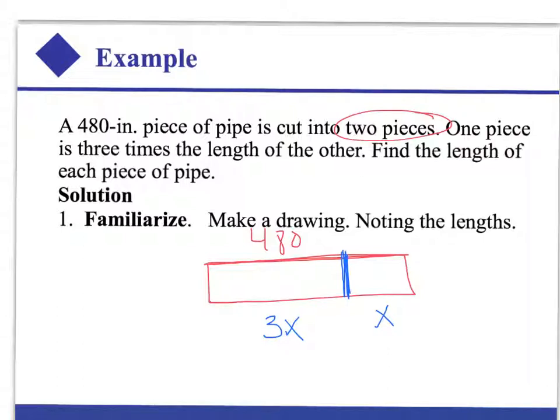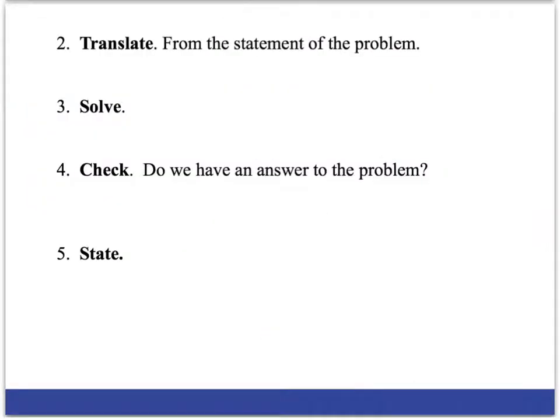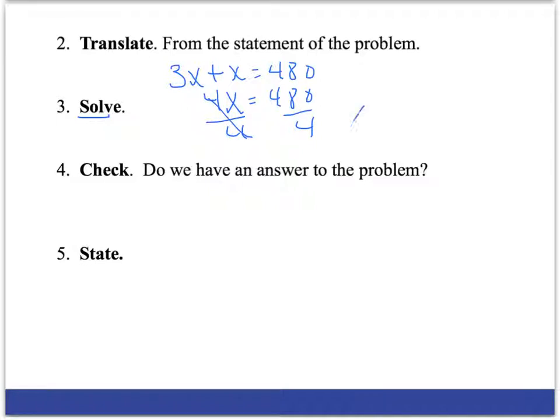So that is how we come up with part of our equation. So we're familiarizing ourselves with it. So now if we translate this into an equation, I'm going to say 3x plus x equals 480. Next step would be to solve, so that gives me 4x equals 480. I'm going to divide both sides by 4. So now x equals 120 inches.